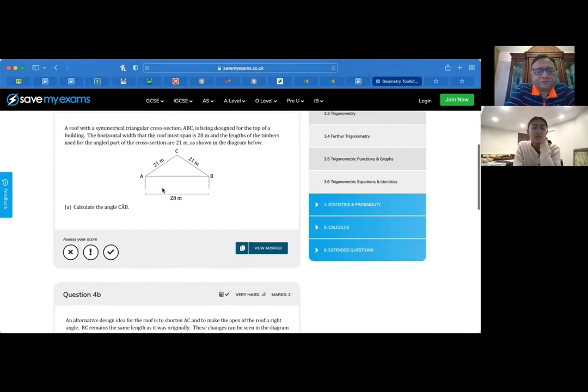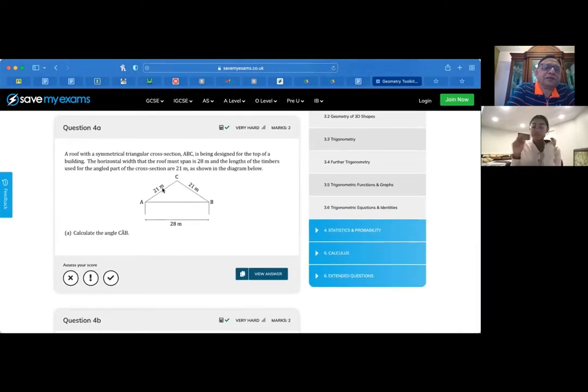Okay, let's do this one. Sure. Yes. Please read the question. A roof with a symmetrical triangle cross-section ABC is being designed for the top of a building. The horizontal width that the roof must span is 28 meters, and the length of the timbers used for the angled parts of the cross-section are 21 meters, as shown in the diagram. Calculate the angle CAB.